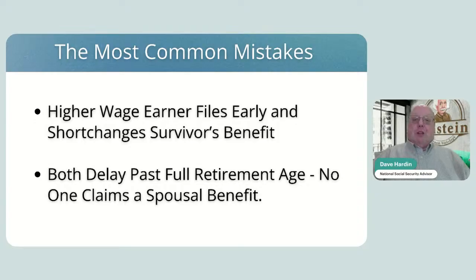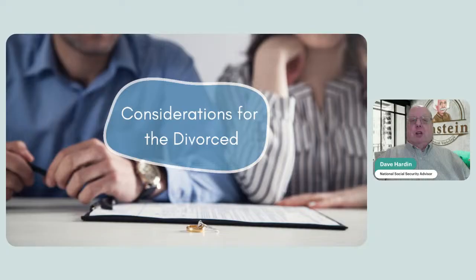Okay. The most common mistakes we see: higher wage earner files early, short changes survivor benefits, happens every day, thousands of times a day. And then both delay past full retirement age. Nobody claims that spousal benefit. They're just thinking that it's growing when it's not.